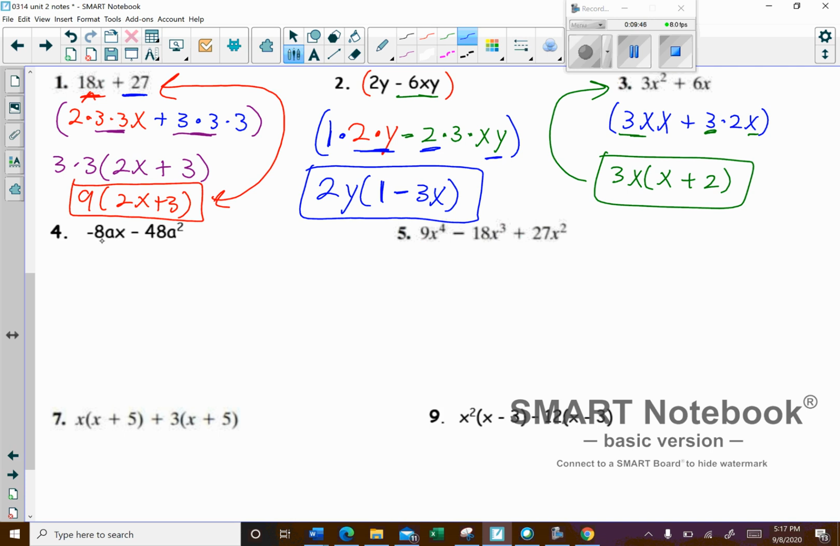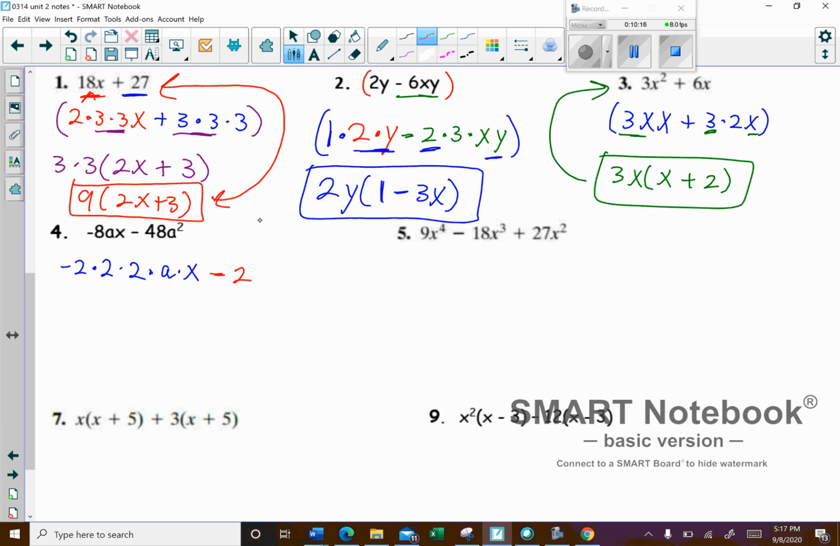So let's see, I can break 8 up into like a negative 2 times 4, and then the 4 can be broken up into 2 times 2, right? So if I multiply all 3 of those together, that would give me negative 8. Then I got times a and then times x. And then the minus 48a squared, let's see, 48 can break up into 2 times 24. And then, here, let me write this down because this number is a little bit bigger.